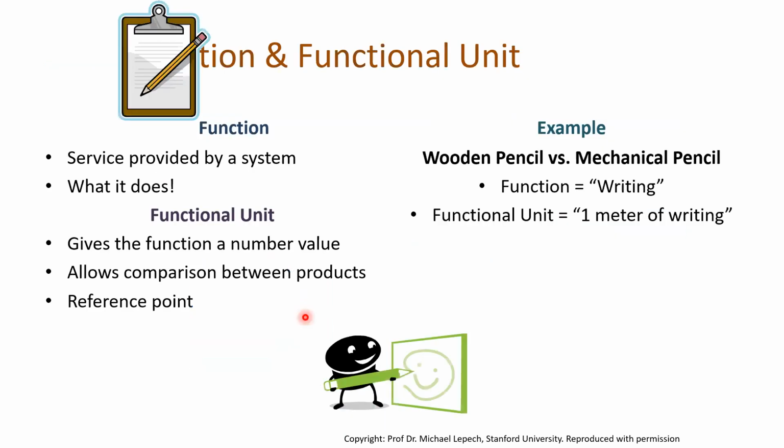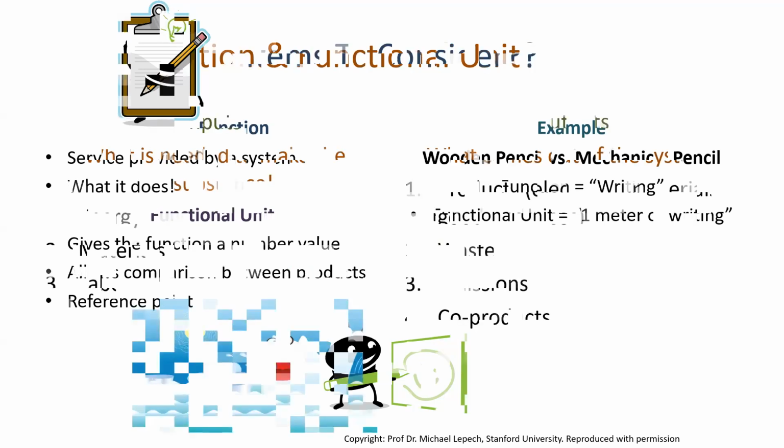So function and functional unit. Function says the service provided by the system, what it does. Functional unit is to give the function a number value. So it allows comparison between products and a reference point. So for example, wooden pencil versus mechanical pencil, function will be what? Providing writing. Functional unit could be 1 meter of writing, 10 meters of writing, 100 meters of writing.